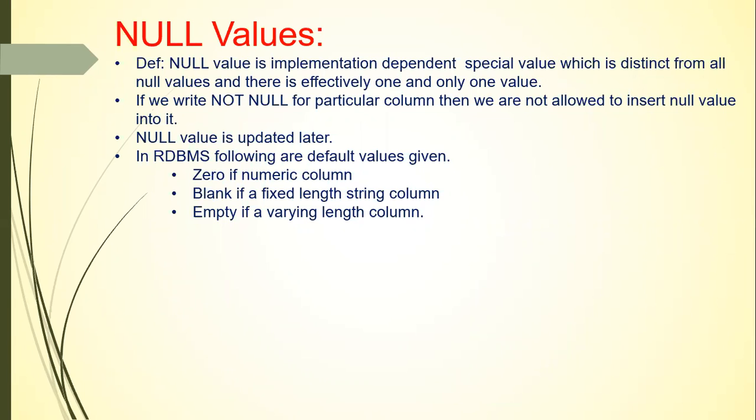If we write not null for a particular column, then we are not allowed to insert a null value into it. We discussed this null or not null constraint: if we mention at the definition of a column that it is not null, then it is compulsory to insert a value at that point. If we don't specify the not null constraint, then we can pass null for that particular column. But when we mention not null, there is no chance to insert a null value at that position.